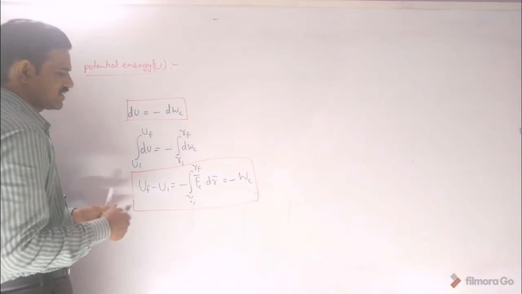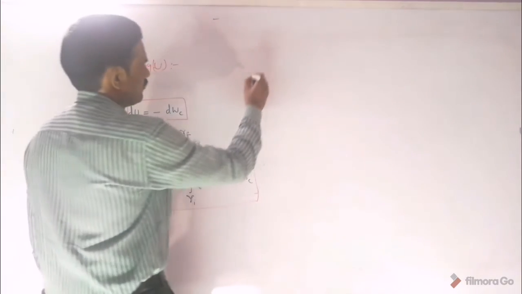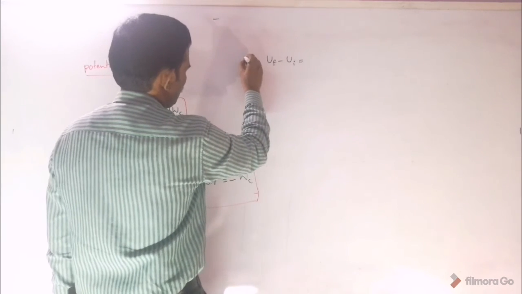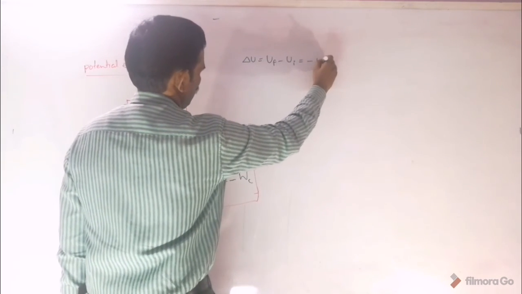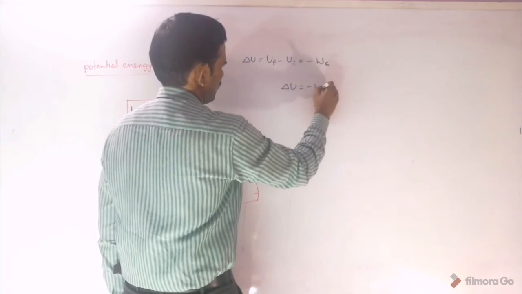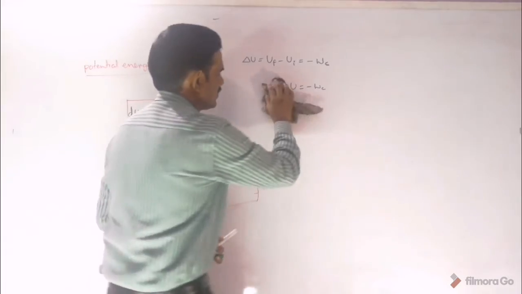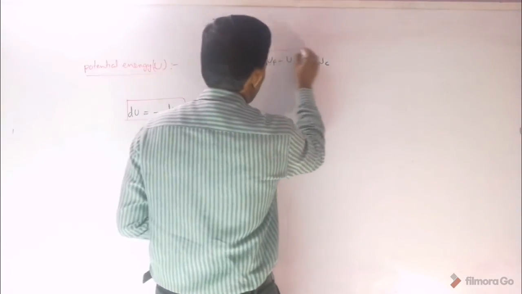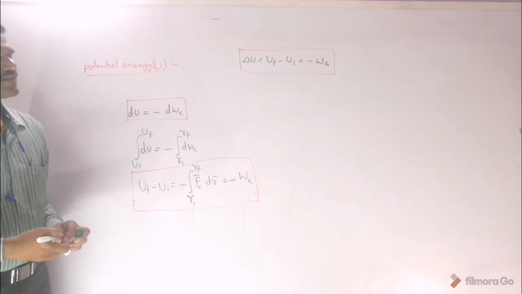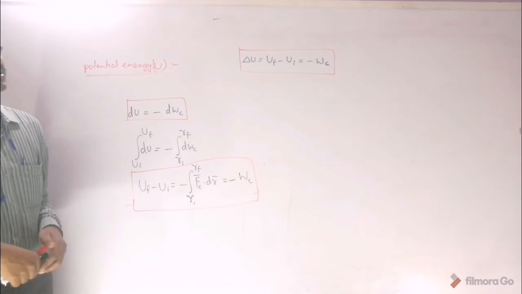Change in potential energy is equal to the negative of work done by the conservative force. Final potential energy minus initial potential energy is our delta U, equal to the negative of work done by this conservative force. So delta U is equal to minus WC. You need to remember this also: delta U is always final potential energy minus initial potential energy, and it equals the negative of work done by the conservative force. That relation you need to use here.